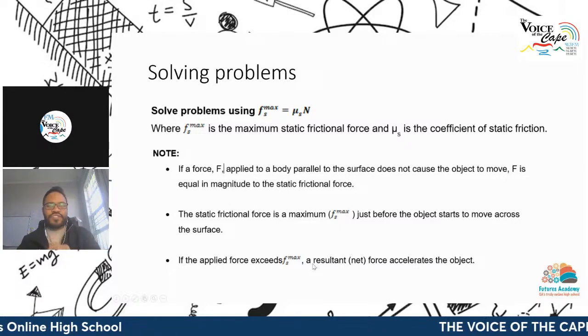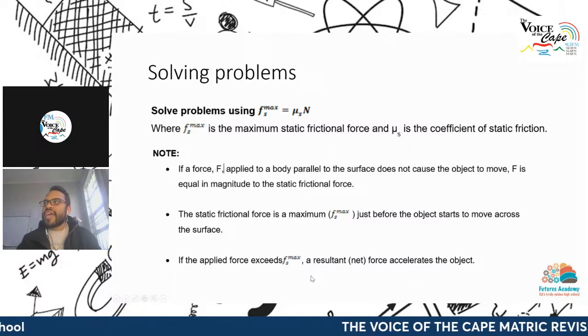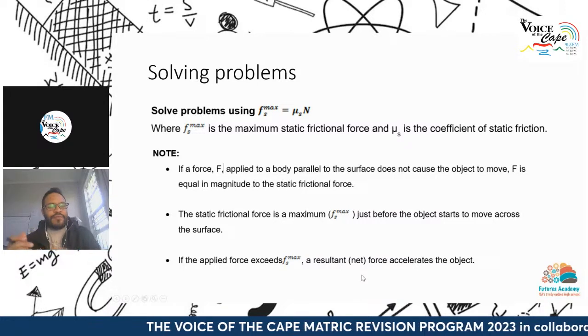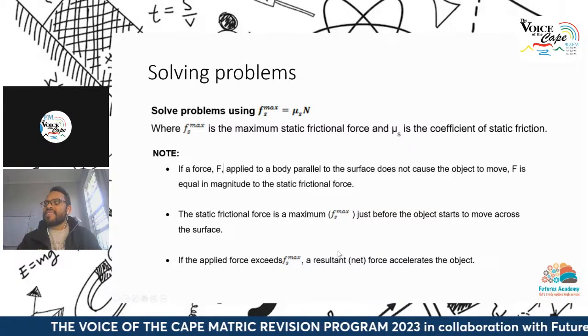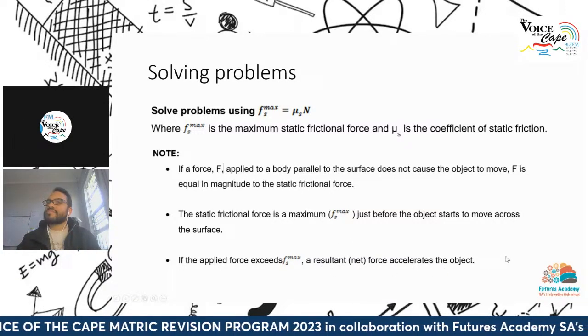And if an object starts to move, then we know that there is a net resultant force because the applied force will be greater than the static frictional force.